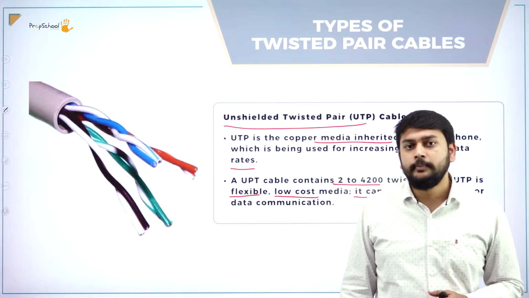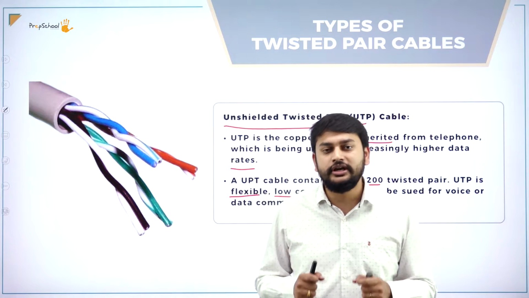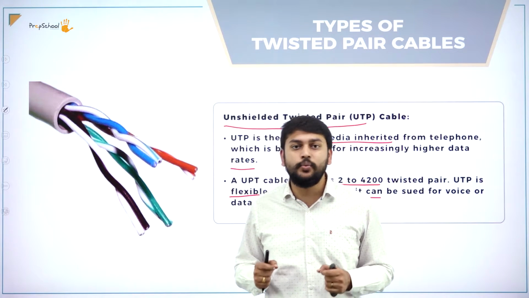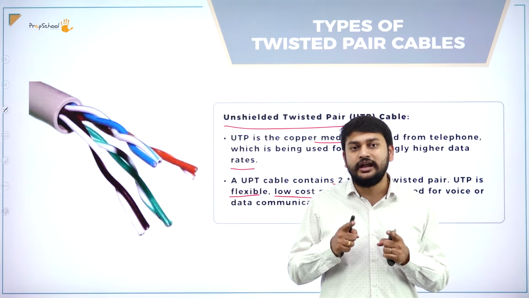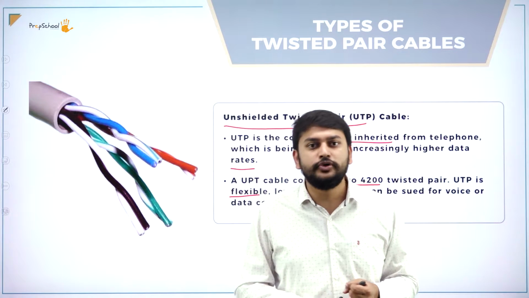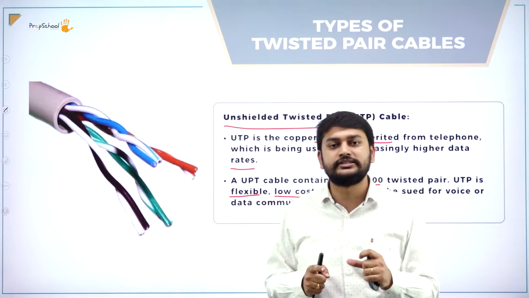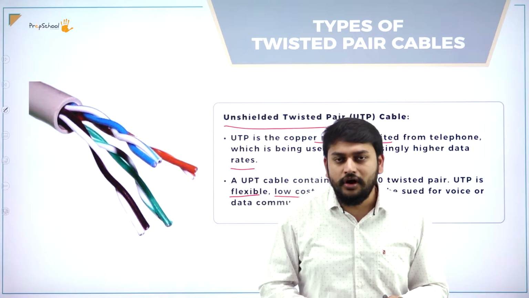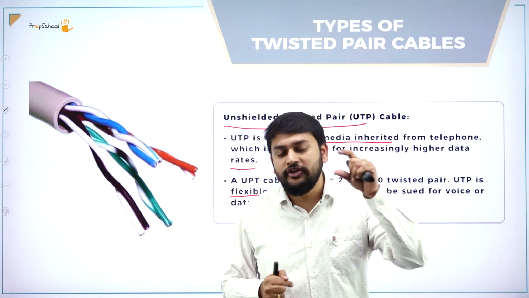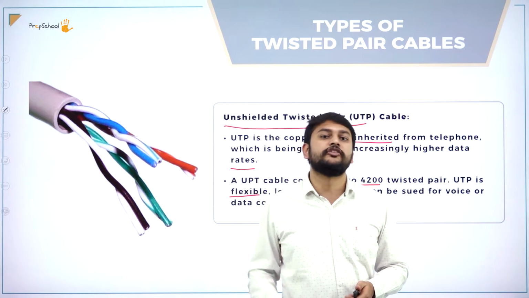Fine, but please remember, when it comes to unshielded twisted pair, it's very, very important that you understand: it's flexible, it's low cost. Why is it low cost? Because it is not shielded. You need to understand the meaning between the lines. So it's low cost because it is not shielded. Why do we need shielding? Because if I have shielding, it will not get affected by the external interference.